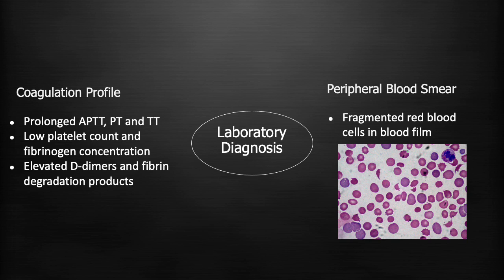The interpretation of laboratory investigations for DIC can be complex. A combination of abnormal test results is typically needed to make a diagnosis of DIC. In some cases, a scoring system may be used to assess the likelihood of DIC.